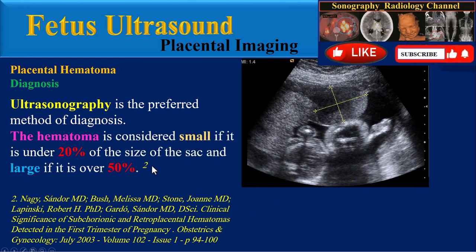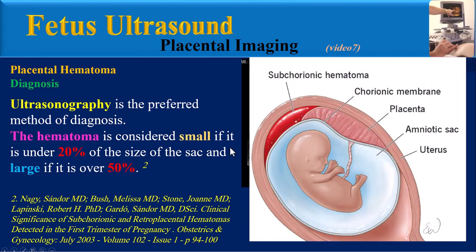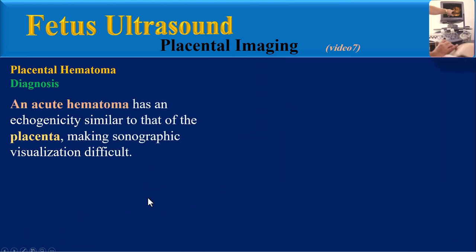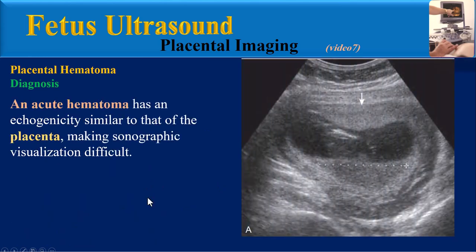The hematoma is considered small if it's under 20% of the size of the sac and large if it's over 50% of the sac circumference. An acute hematoma has an echogenicity similar to that of the placenta, making sonographic visualization difficult.